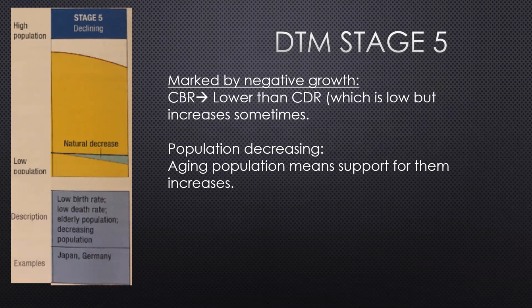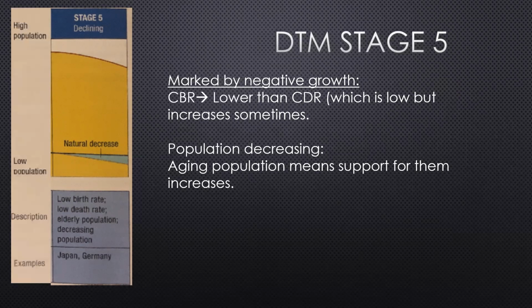Awesome. And finally, the last stage. Sometimes this is definitely debated. Some say that there's only 4 stages. In our case, we're just going to say there are 5 stages. But the DTM stage 5 is marked by negative growth. So we can see that the death rate is higher than the crude birth rate. So CBR is lower than CDR, and the CDR is low, but it increases in some cases. In this stage we see population decreasing.